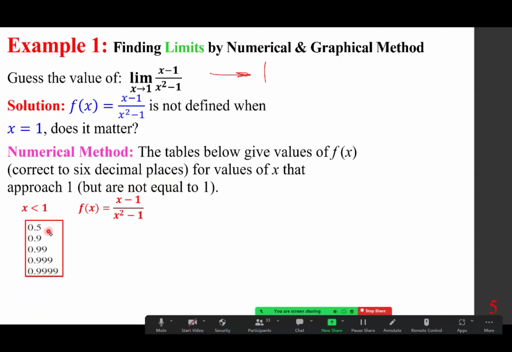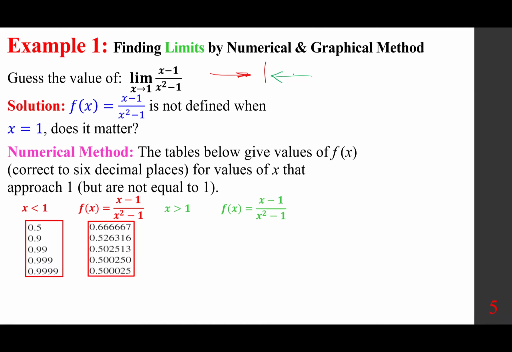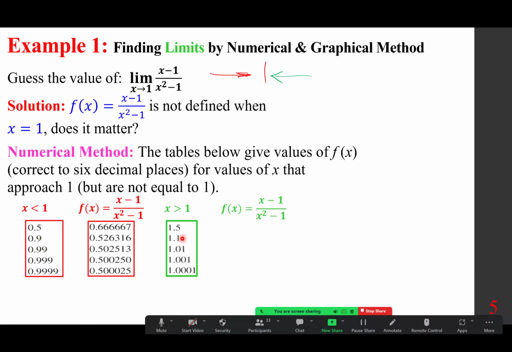Even 0.9 is way too far, okay? And we plug the numbers into this function, and we get those answers. Now, from the right side of 1, like 1.5, 1.4, 1.3, 1.2, and we get closer, 1.1, 1.01, and so forth. We get closer and closer, okay? And when we do that, again, please understand that this is way too far. Even 1.1 is too far. So we're getting closer and closer, and these are the values.